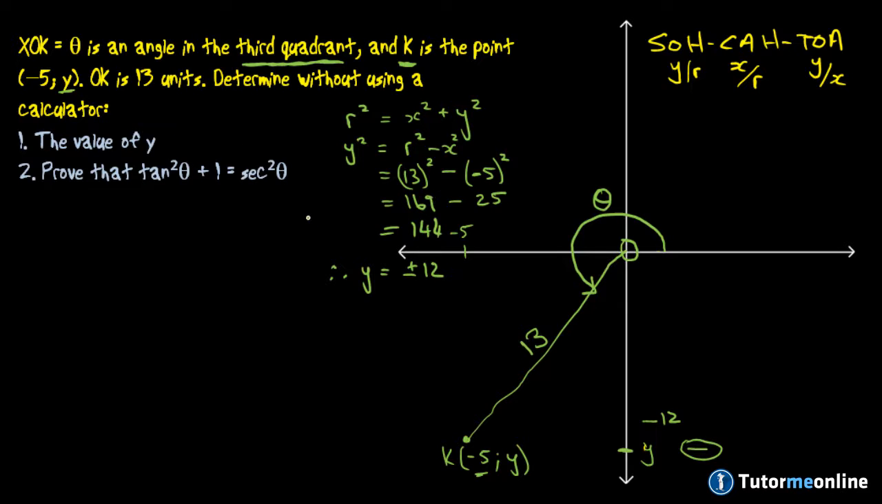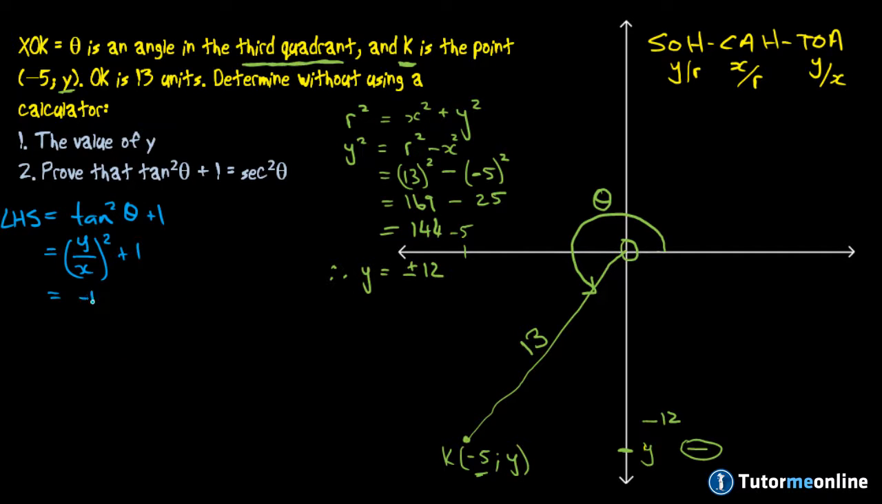So then it's pretty simple to just substitute into our equation. What is the question then? The question is that we need to prove that tangent squared of theta plus 1 is equal to secant squared of theta. So let's do that. We have the left-hand side of the equation, which is tangent squared of theta plus 1. We know that tangent is y over x. That's (y over x) squared plus 1.